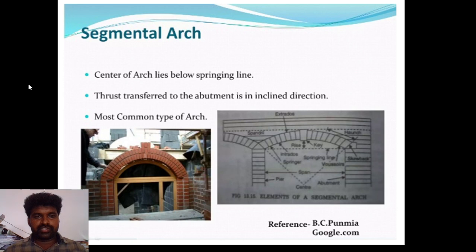Segmental arch. This type of arch lies between the springing line, and the thrust transferred to the abutment is in an inclined direction. This thrust means, in a simply supported or continuous beam, we call it a reaction, and here this is called a thrust. This is the most common type of arch.